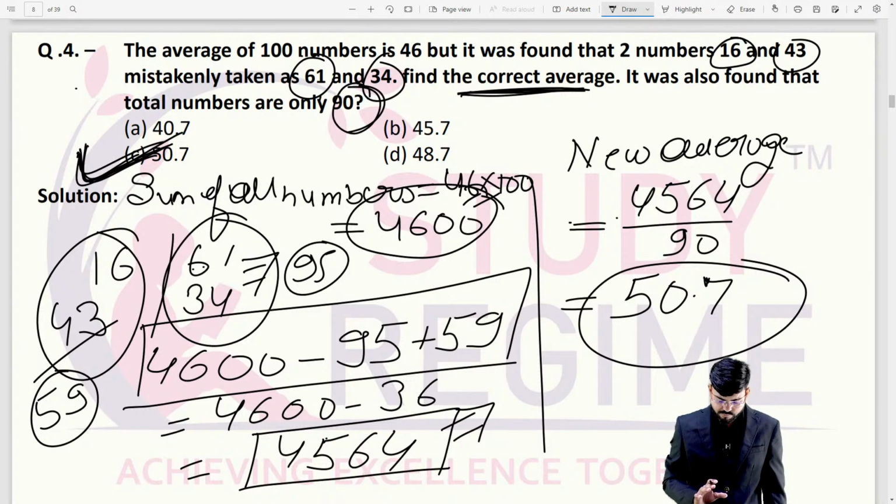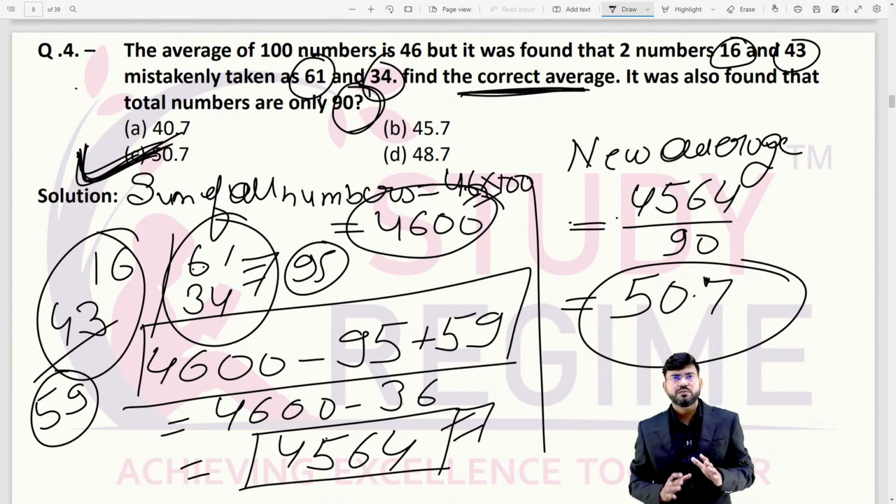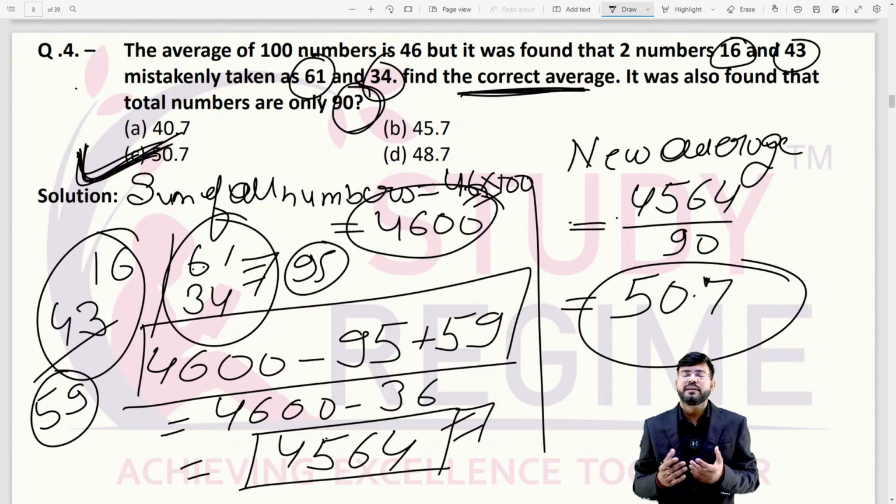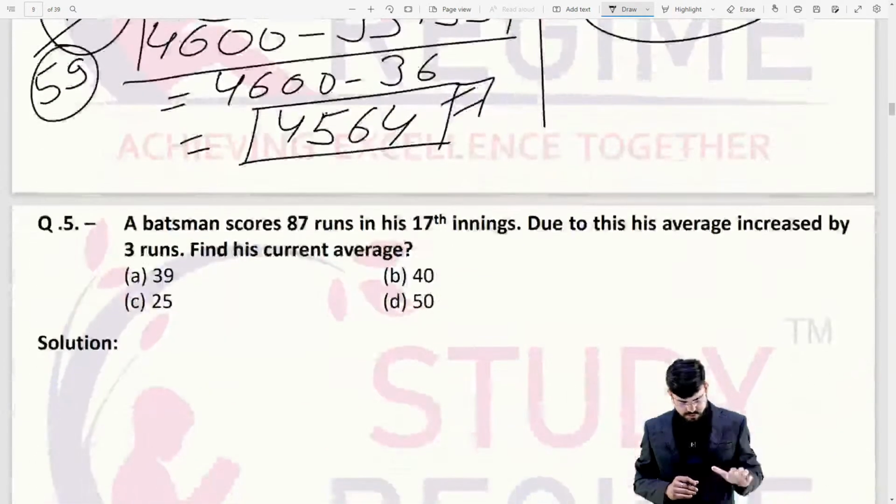Clear? Now, it was a very easy question. The sum of the numbers we found is 4600. We have removed the wrong ones and we have added the correct ones. Clear? Okay, let's move on to the next question.